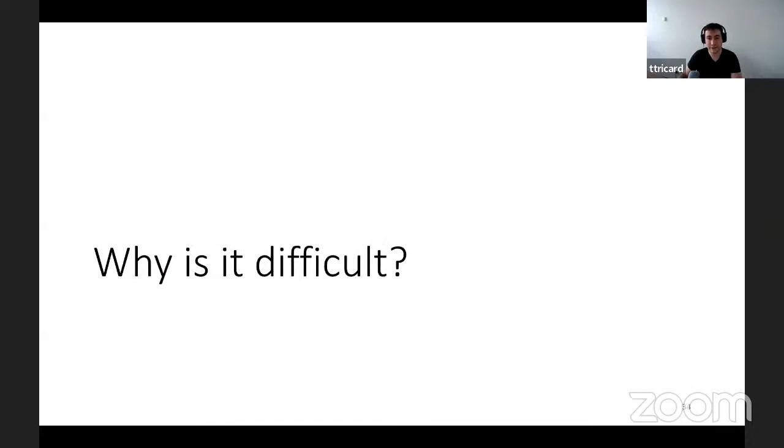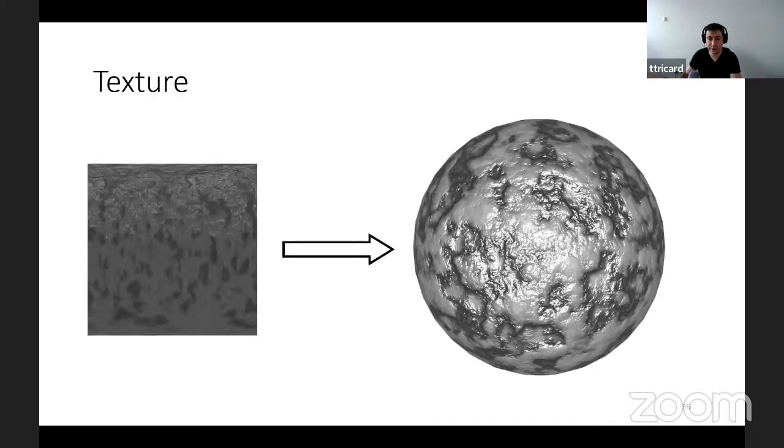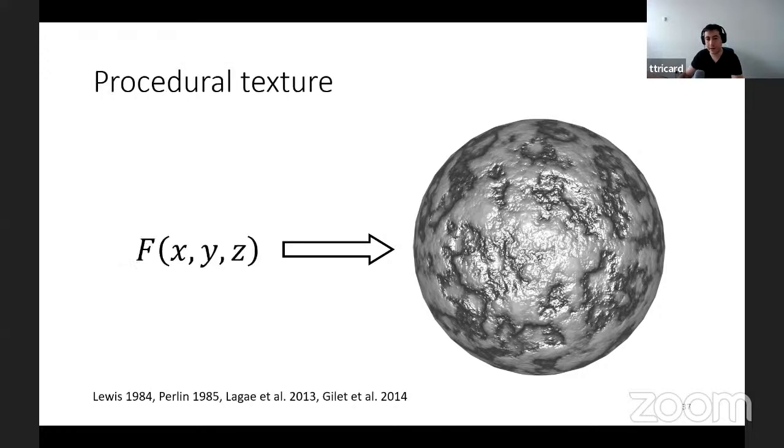So why is that difficult? To understand a bit, we have to go through procedural texture. In computer graphics, a texture is usually just a 2D image that you will map on the object so that it affects the object appearance, right? But if you have a very large texture with very fine detail, it can be quite heavy on the memory. So to avoid that, researchers proposed to replace this large 2D image by simple functions that you can evaluate in each point, and that usually cost a lot less.